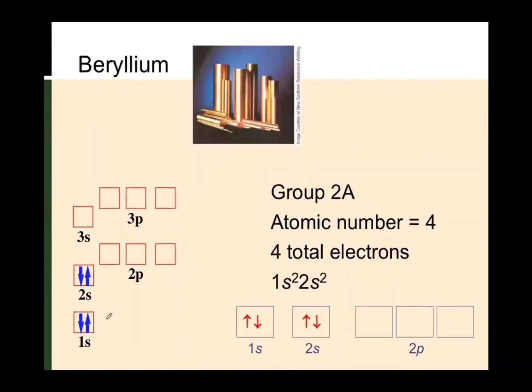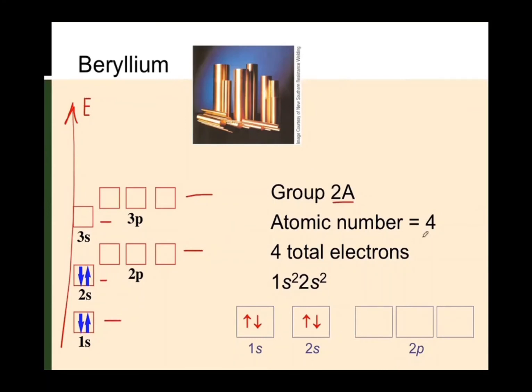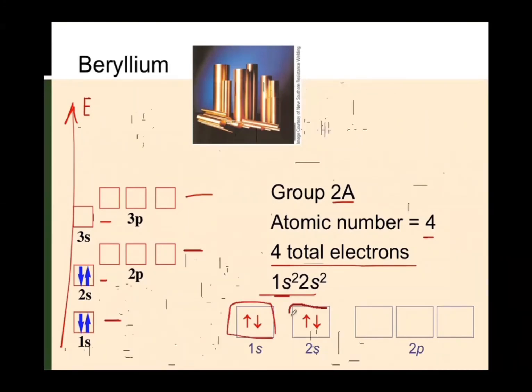Then for beryllium, we are pairing an electron instead of putting it into the 2p orbital, because the 2s orbital is lower in energy again. So this is the energy here, E. Lower energy is the 1s, then the 2s, then the 2p, and then 3s, and then the 3p. This is in group 2A. The atomic number is 4, meaning we have 4 total electrons in the element. The configuration is going to be 1s2, 2s2. This is the 1s orbital here. It has 2 electrons, that's 1s2. Then this one here is the 2s orbital box, and it has 2 electrons, so it's going to be 2s2.